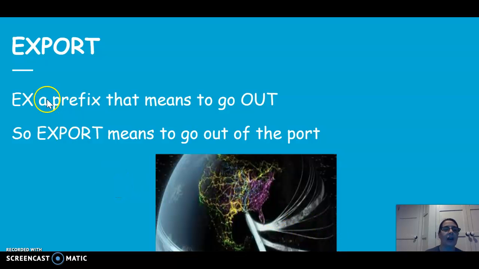Exports. Ex is a prefix that means go out. So an export means to go out of the port. Here's a satellite image of the United States of America. Right here at the bottom, you see Louisiana and the Port of New Orleans. And here, all of these goods are going out of Louisiana. So if they go out, it's called an export.